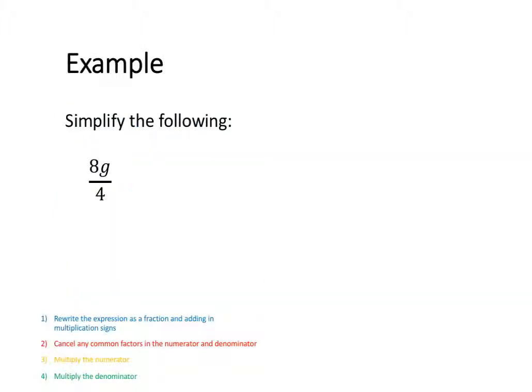In the first example, we want to simplify 8g divided by 4. So the first step is to rewrite the expression as a fraction and add in any multiplication signs. As it is already written as a fraction, I can just go ahead and add in a multiplication sign between the 8 and the g. So 8 times g divided by 4.